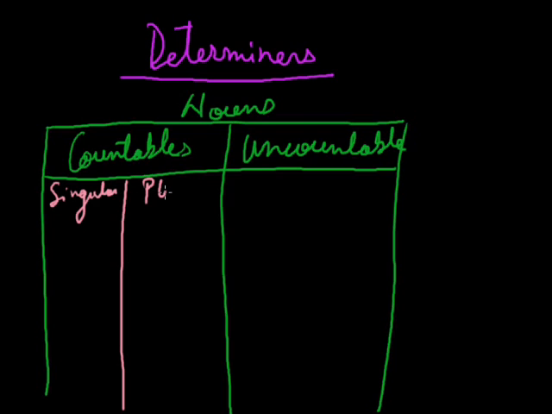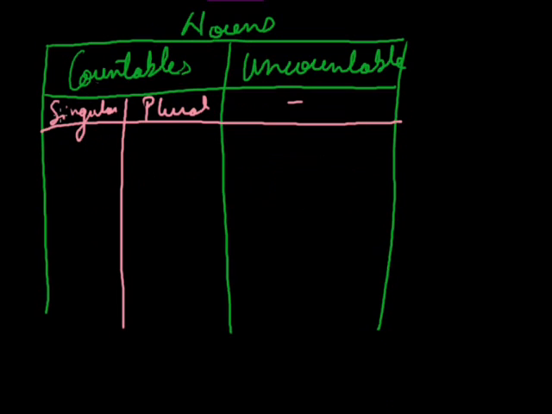singular, we can have plural. Uncountables can't have singular or plurals. Now as far as the determiner some is concerned, it can be used with the countable singular, with the countable plural as well as the uncountable. Same is the case with any.